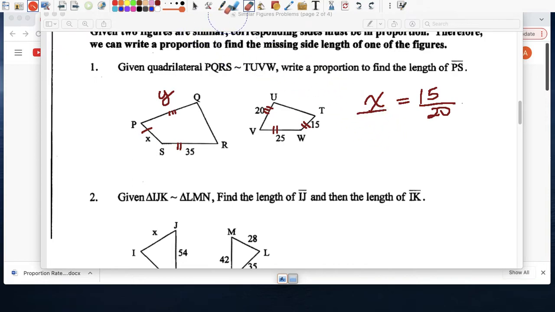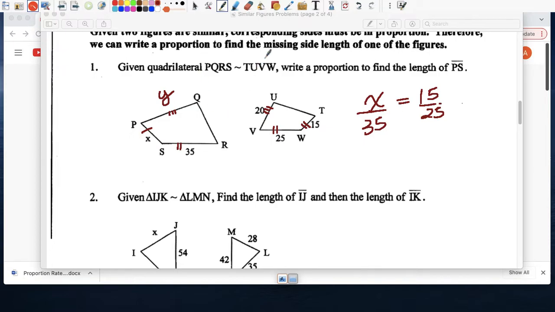So you don't want to use this proportion because you have two unknown values, right? So instead of the y, I'm going to pick two different sides. So not the side that I want to use, but I want to use this one. 35 corresponds to which side? 25. Now I can find out what the value of x is.